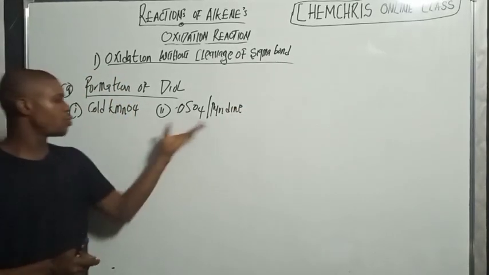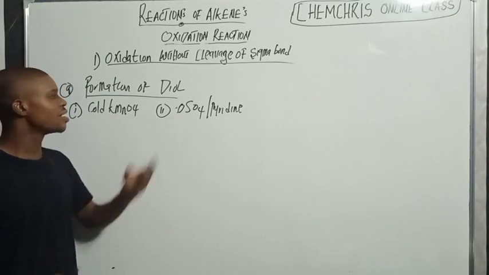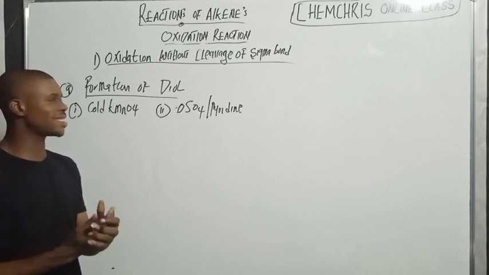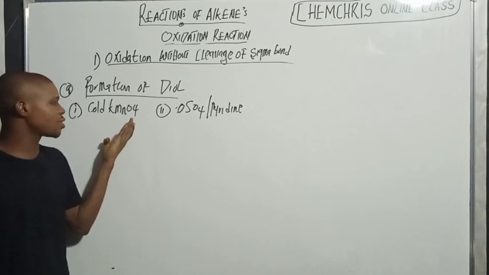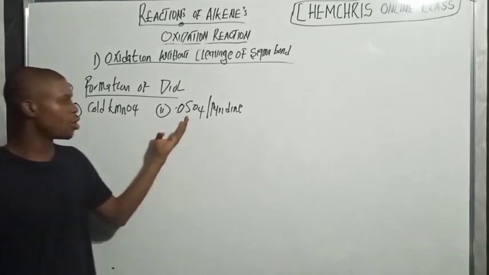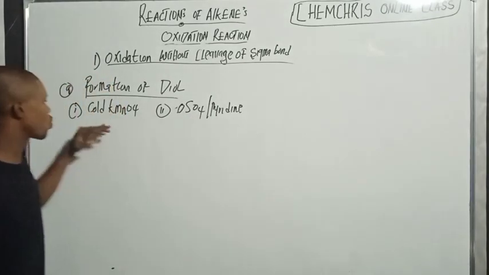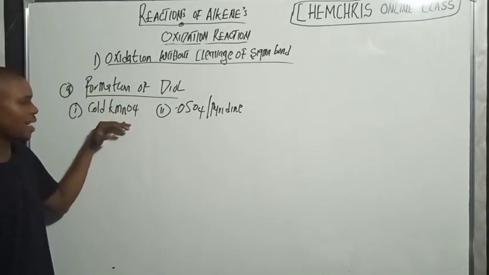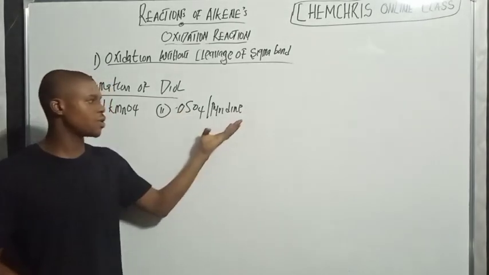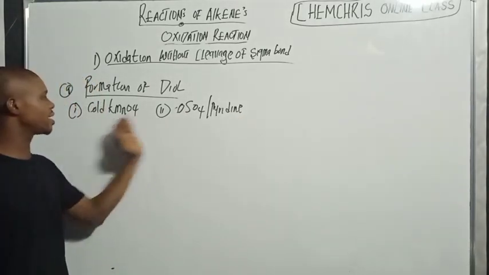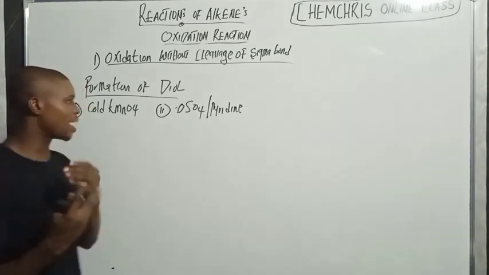Now, these two reagents are the oxidizing reagents used to oxidize alkenes to get a diol. It can either be cold potassium permanganate or osmium tetroxide. So cold KMnO4, which is potassium permanganate, or osmium tetroxide in pyridine. These two reagents will produce similar results. So now let's look at the reaction.